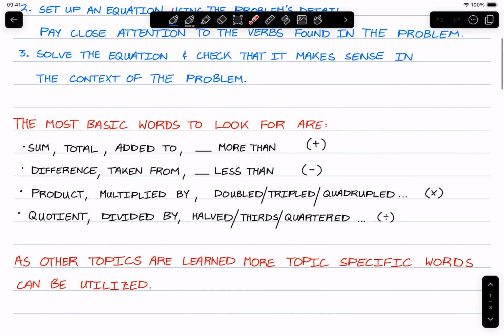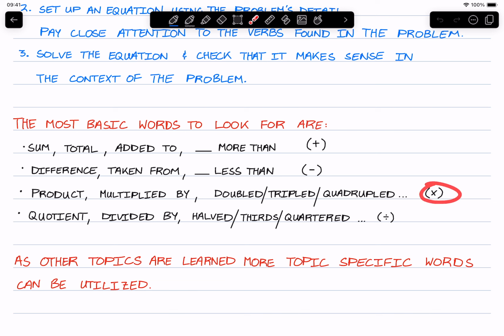So the most basic words to look for are things such as sum, the total, they are added to, some amount more than. These all mean some form of addition. As for subtraction, we've seen these words before. The difference, or taken from, or something less than. Right? That's for subtraction.